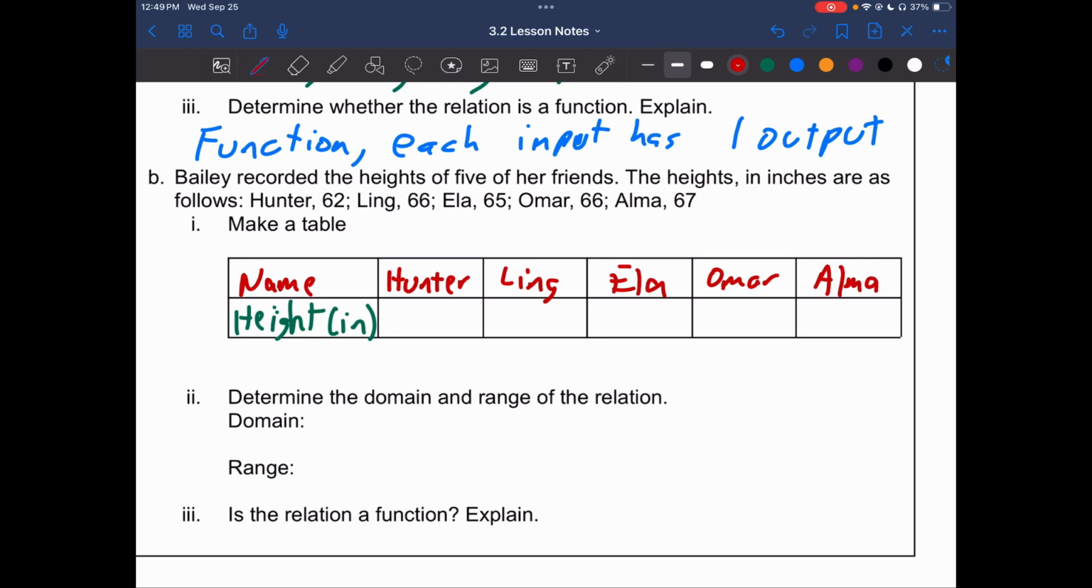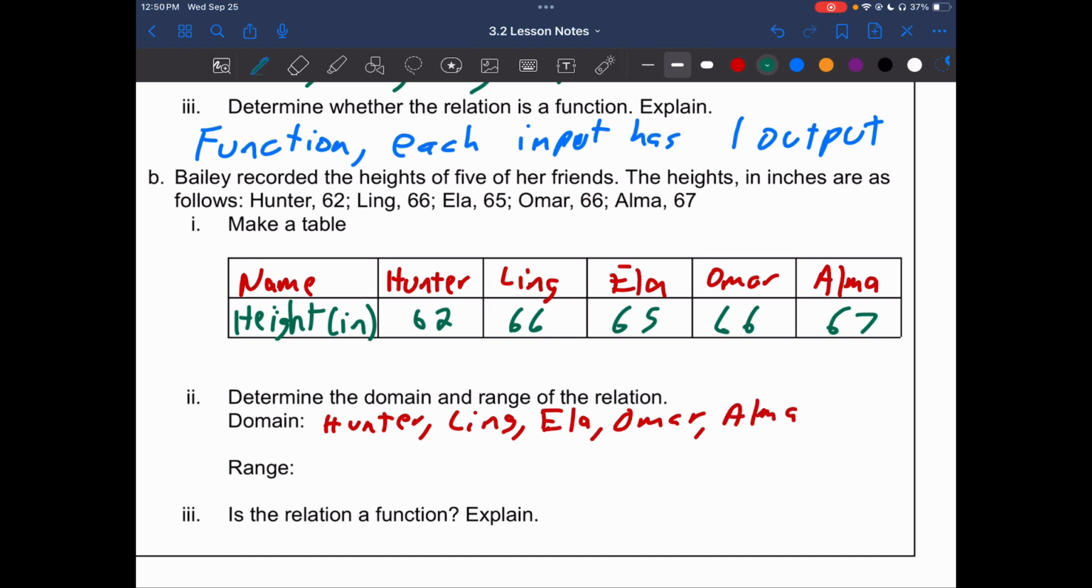All right, and the heights of these individuals, Hunter is 62, Ling is 66, Ela is 65, Omar is 66, and Alma is 67. So we list out our domain, and those are going to be our names. So Hunter, Ling, Ela, Omar, and Alma.